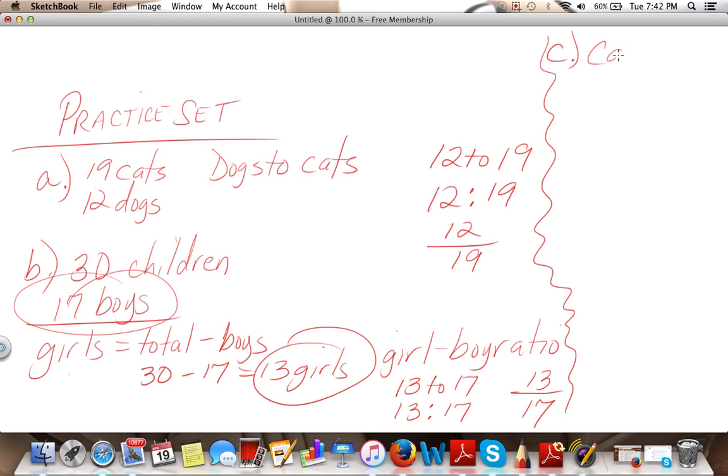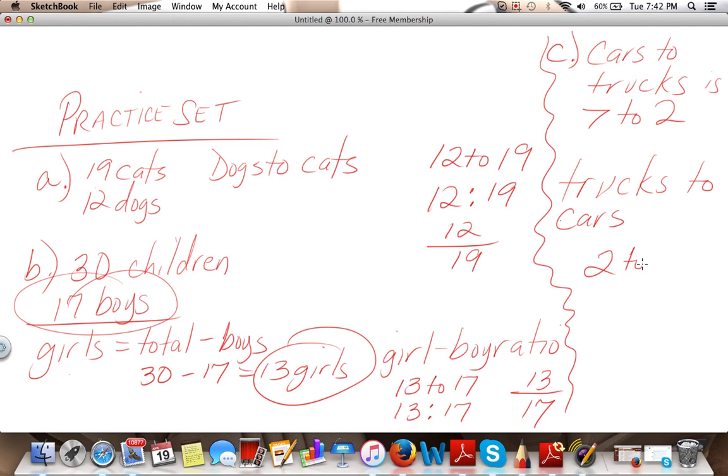So if cars to trucks is 7 to 2, then if I want to find out trucks to cars, I'm just going to take those numbers right here. And remember, cars to trucks. So the cars is 7, the trucks is 2. So trucks to cars is going to be 2 to 7, in any of the three forms.